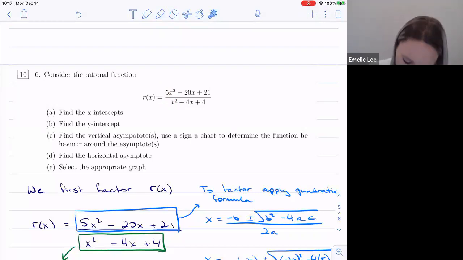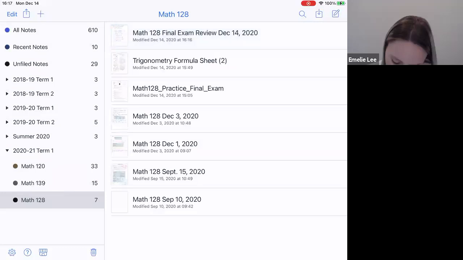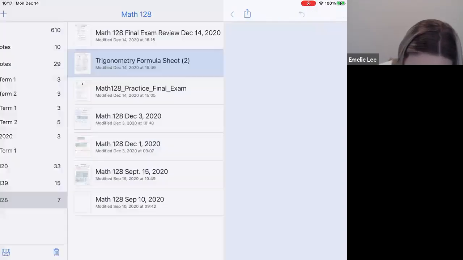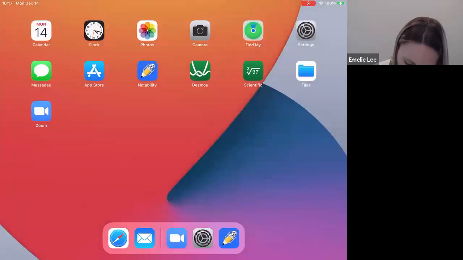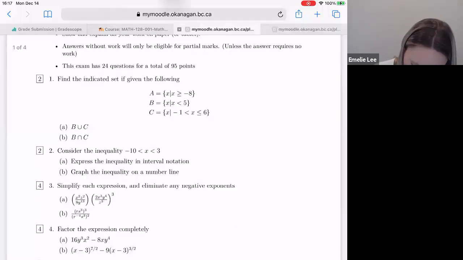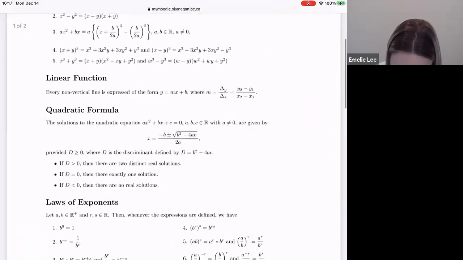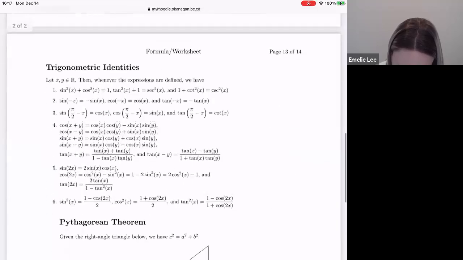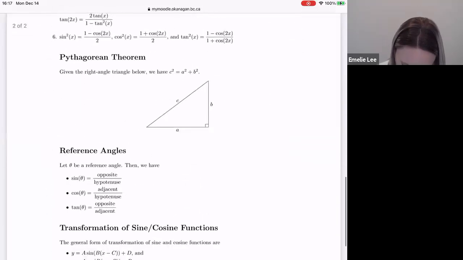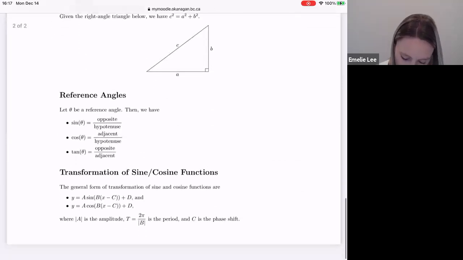exactly where that was. Well, it was section 3.6. Oh, that's the problem. I had to restore my iPad, so I lost all my notes. So I can't even go there. Okay, that's okay. Oh, that's a trig formula sheet. Maybe I'll go to that other formula sheet that I posted just to see if it has anything about the asymptotes. Oh, here's the Pythagorean theorem. That's nice.